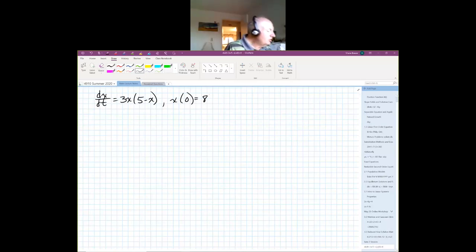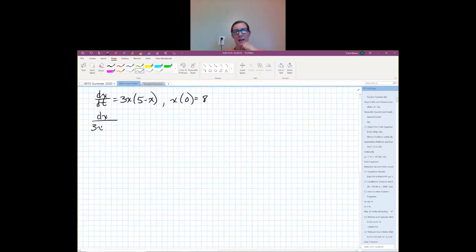So were you able to actually solve the equation or not? Yes, but it's wrong. I guess because in my head I'm separating these first, right? So on the left I'd have 1 over 3x times 5 minus x dx, and then I just have dt on the right.